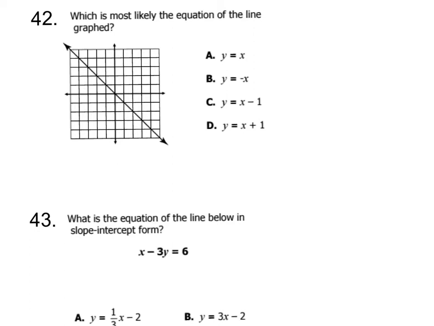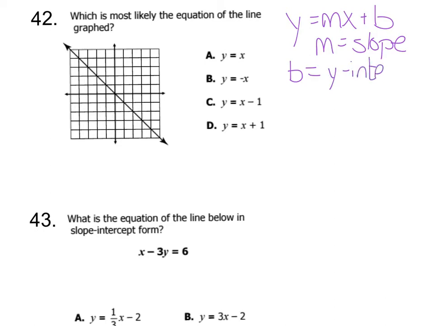42 says which is most likely the equation of the line graphed. So remember, when we need the equation of a line, a lot of the times we're looking for slope-intercept form. Remember that slope-intercept form is y equals mx plus b, where m is the slope and b is the y-intercept, or where it crosses the y-axis.